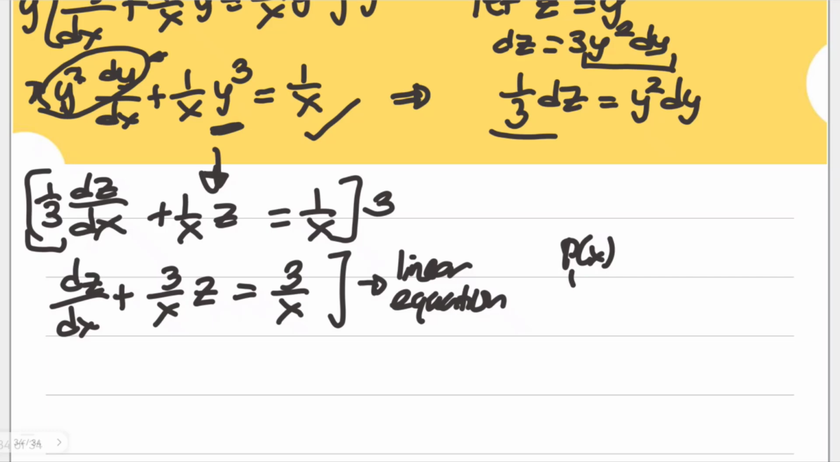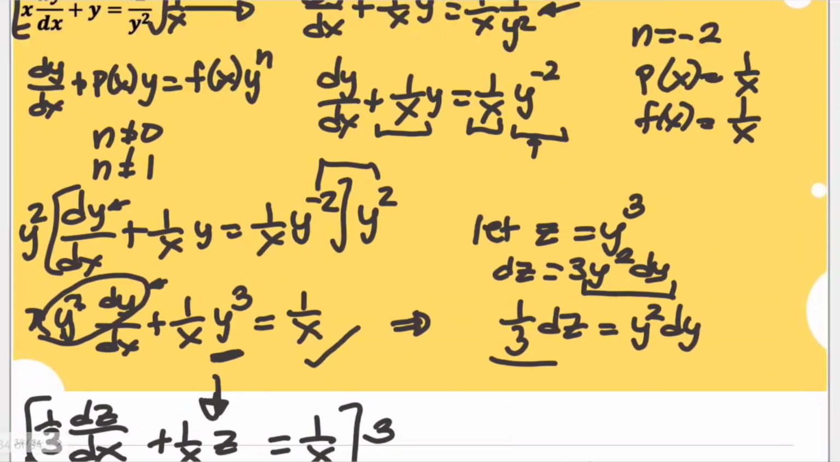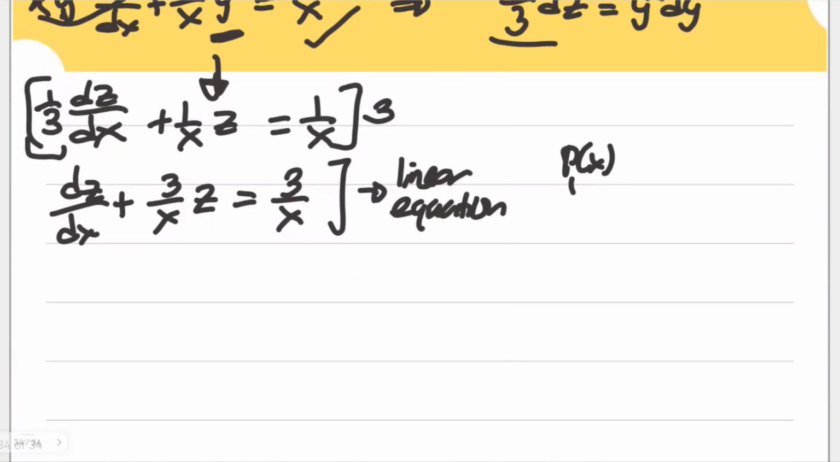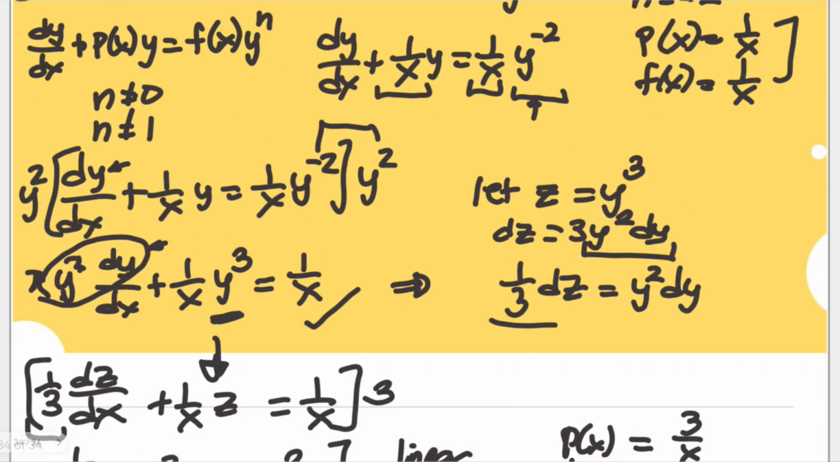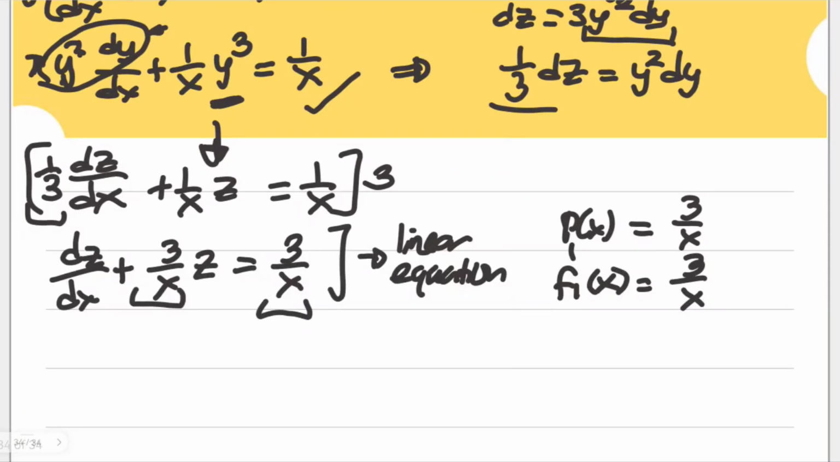Let's have p sub 1 of x to differentiate with the p of x given here, which is equal to this form, 3 over x. And your f1 of x is also this form here, 3 over x. Okay? So this time, instead of y, let's solve for z. Later, once we are done with z, we'll return to this equivalence to solve for y. Okay? So let's proceed here.